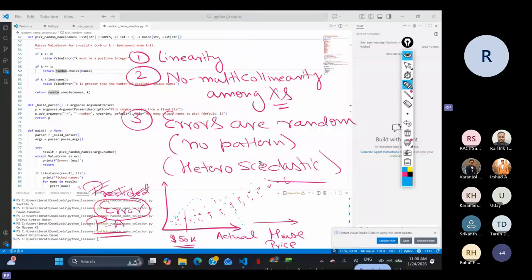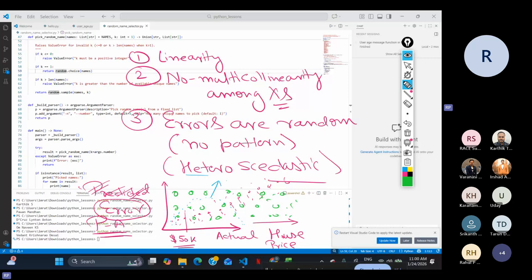So your error is following a pattern, or it is not homoscedastic, right? If your error has a pattern, then this is not a good model, and you should not be going into a linear regression model. Your error should be distributed like this, like white noise. It should be homoscedastic. There should not be any pattern, and it should be all randomly distributed. No matter where I look in my prediction range, I don't find any pattern in the error. I'm equally good or equally bad.